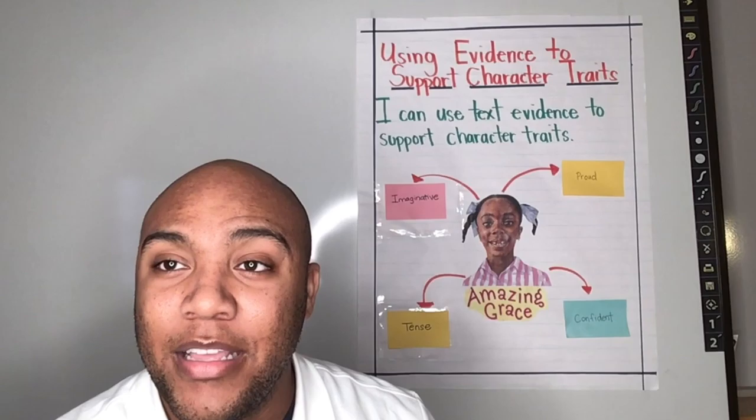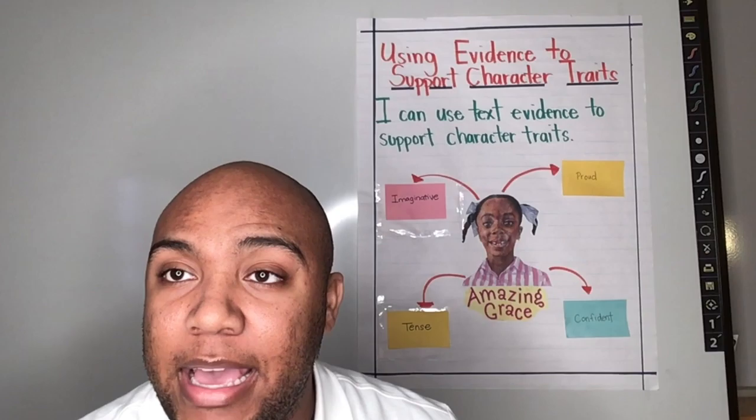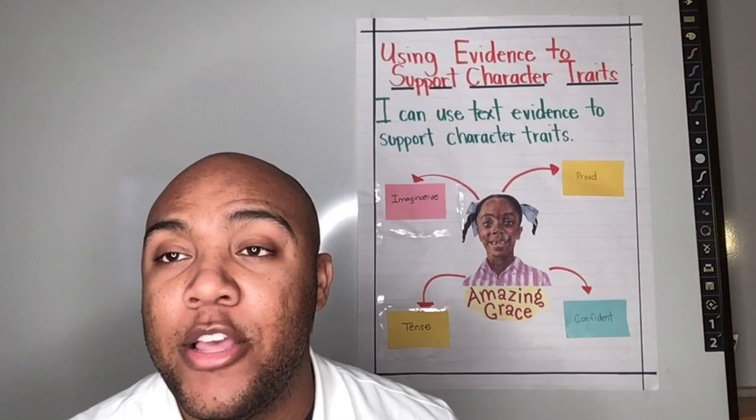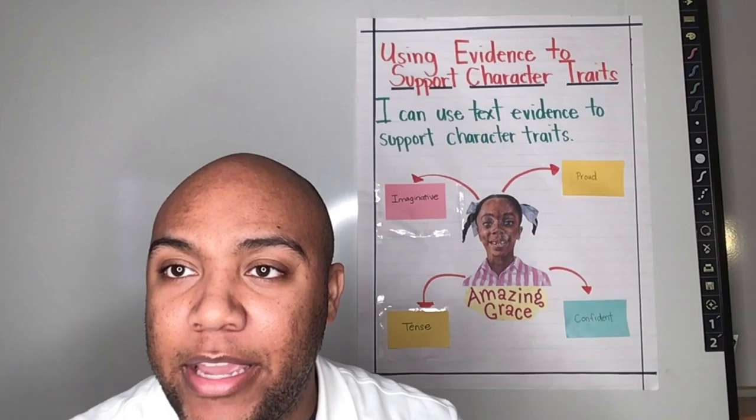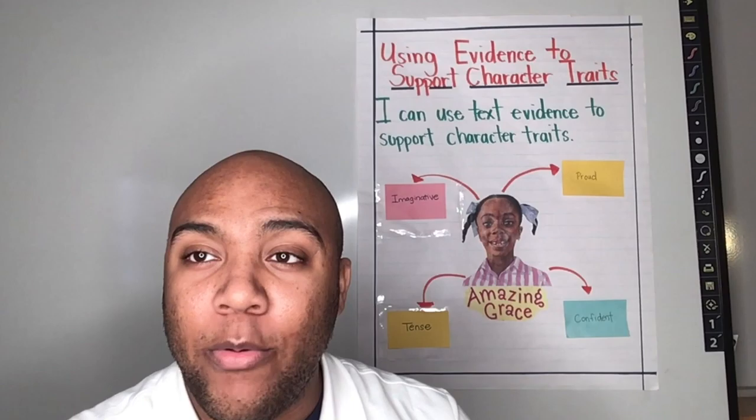Thank you so much for joining me today as we read about Grace, and we identified the character traits that were used to describe her. In addition to that, we looked at the book and examined any kind of evidence that could be used to justify our answers. Over the next week, I would like you to read a story with a main character, and try to identify who the main character is, and then think of words that describe that person. Once you figure out what those words are, I would like you to go back to the text to figure out why you felt that way about that character.